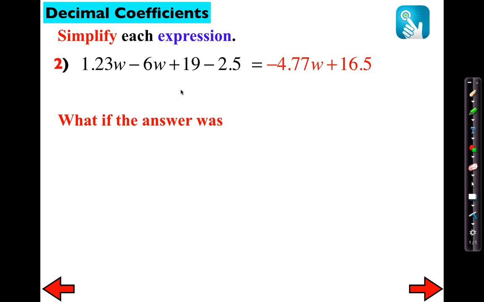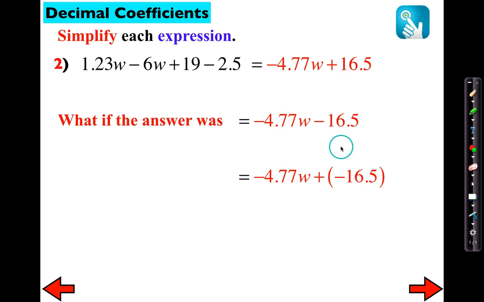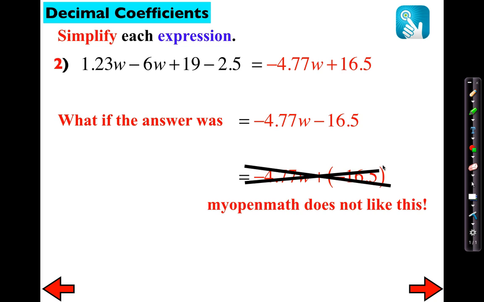Okay, so now with that, let's talk about what if you thought maybe you should put plus a parentheses negative 16.5. I'm going to highly suggest that you don't do this, mainly because my open math doesn't like that. So please refrain from putting plus a negative. Simply just simplify that to either minus or negative. And one way you can think of it is this. Imagine you're distributing a positive 1 to that negative. What is a positive times a negative? It is a negative. So you could simplify it to just negative 77w minus 16.5, just like that.